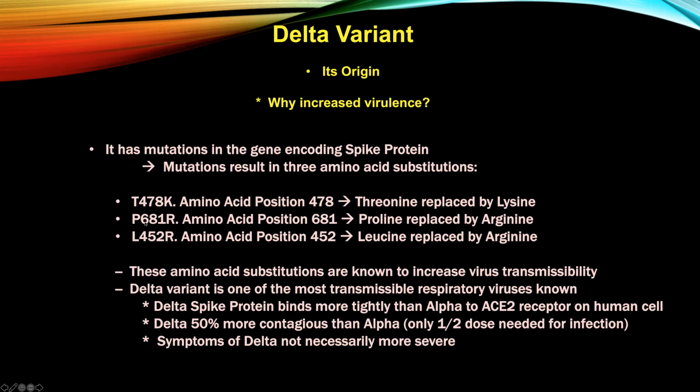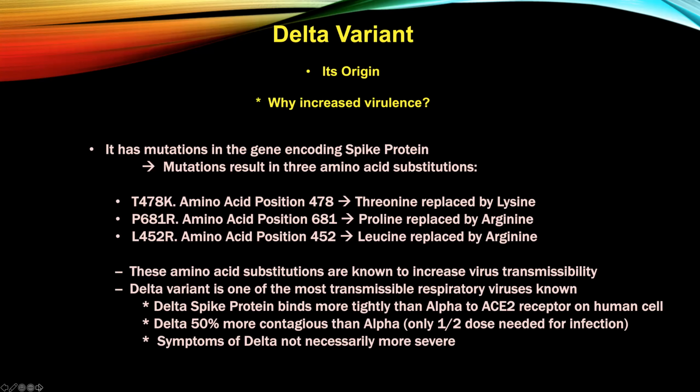T478K, P681R, and L452R. These codes are shorthand for telling you the position in the amino acid chain and what was substituted for what. So 478 means that at amino acid position 478, there's normally a threonine, and in the Delta variant, it's replaced by lysine.